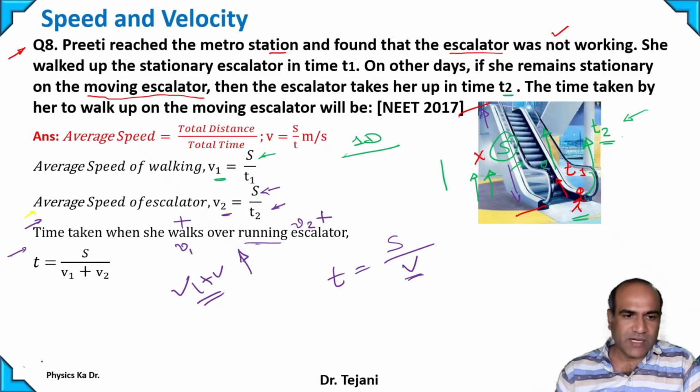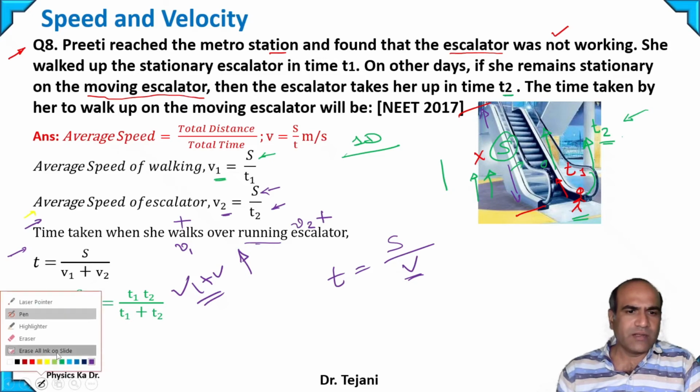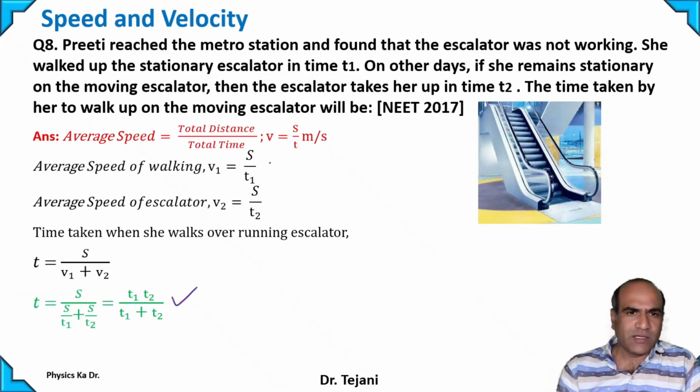Therefore, this is the answer. You take t on the side and that becomes the total answer, right? So, see, there were four options also given. I just took out these options, so we can solve it easily.